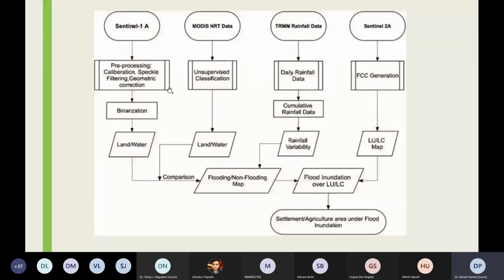Only the left part, Sentinel-1A, which is your SAR data, needs some pre-processing of the satellite data before getting the flood pixels or the flood maps. One has to learn how to do that pre-processing.